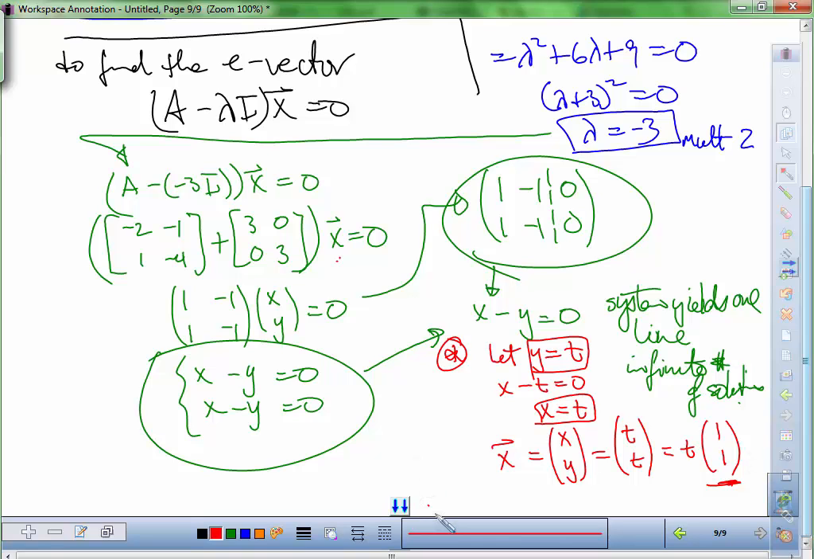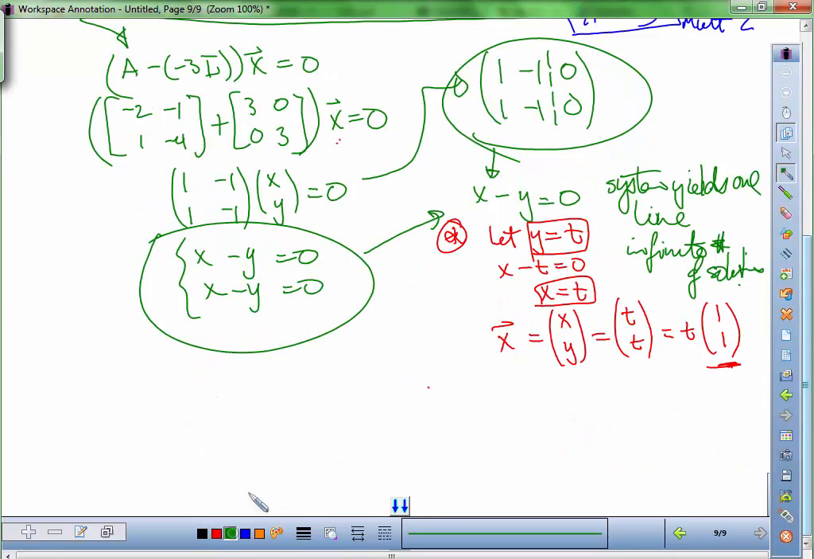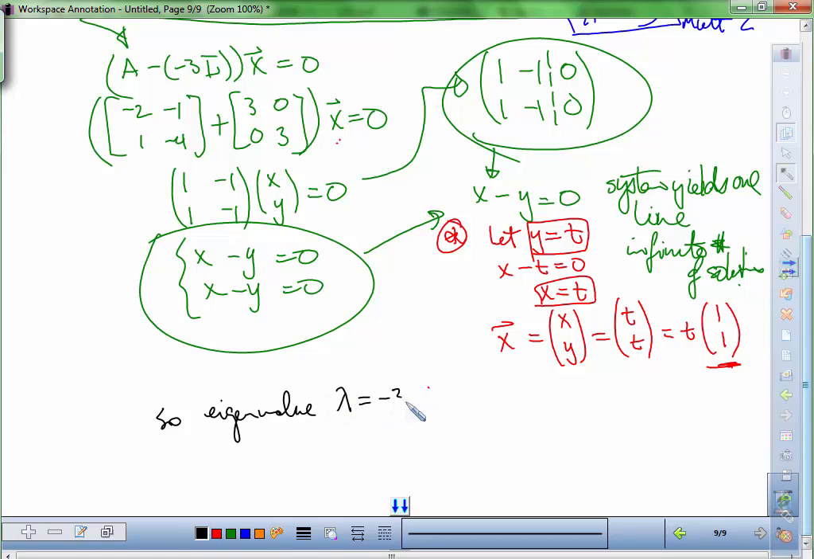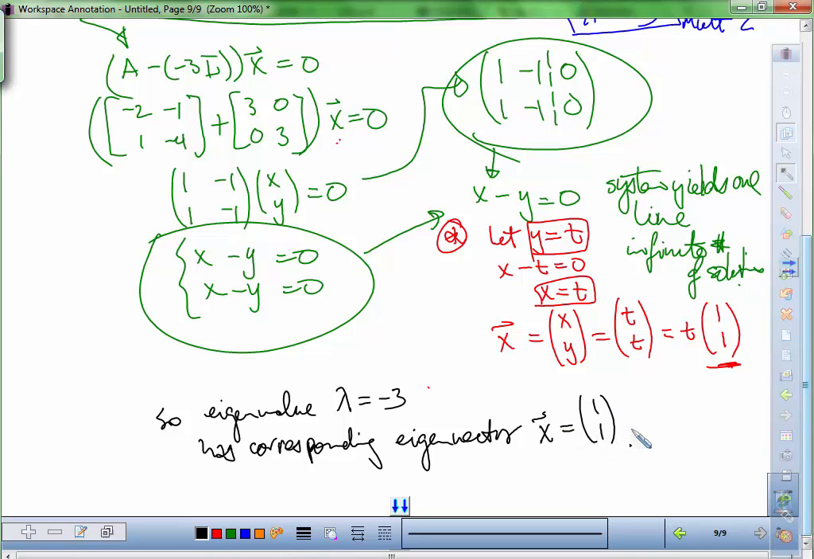So what you're saying now is that the eigenvalue lambda equal to -3 has a corresponding eigenvector of 1, 1. Okay?